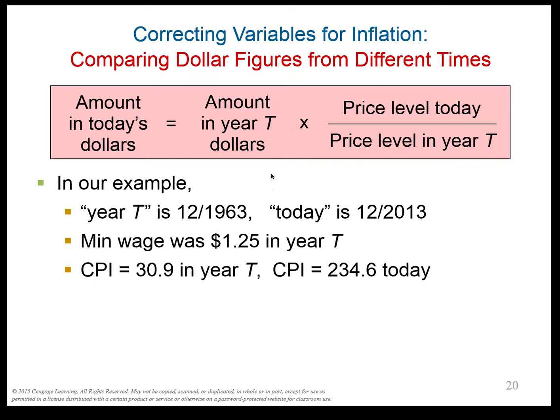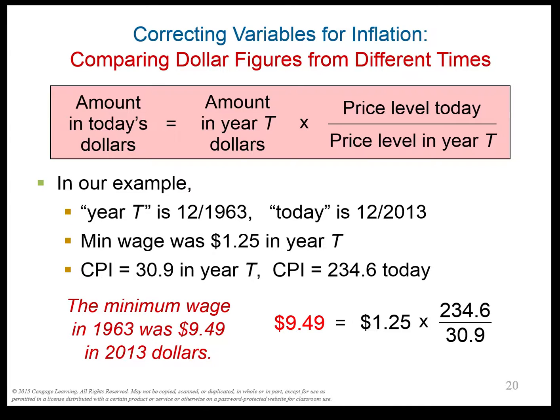So just as a side note, you see that this number is less than 100 and this number is greater than 100. So the base year, whatever base year was used in this calculation, probably around 2000, has to be between 1963 and 2013. Okay, so let's go ahead and do this. $1.25 is the money at that time. 234.6 over 30.9, the ratio of the CPIs, gets 9.49. So $1.25 in year T feels the same as $9.49 in today's dollars.